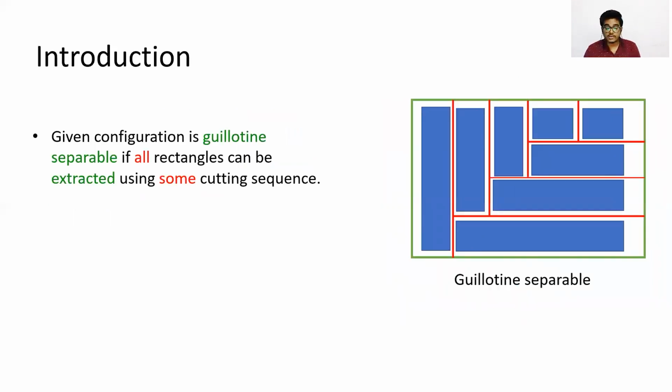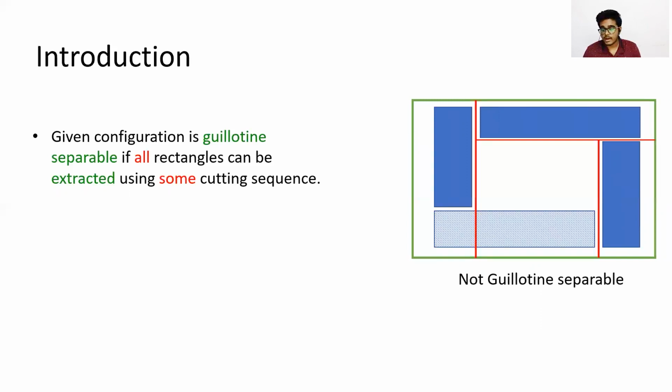So what is guillotine separability? A configuration is guillotine separable if there is a guillotine cutting sequence that extracts all the rectangles. And are all configurations guillotine separable? No. You can see this configuration, we can't avoid killing one of the rectangles.